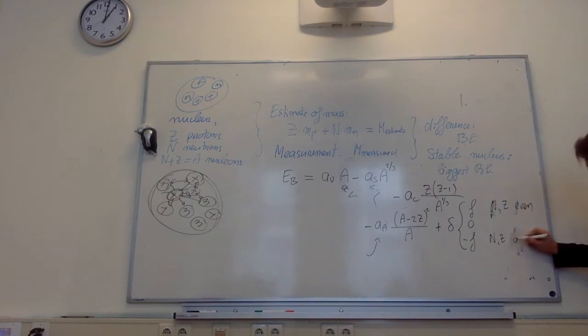Excuse me, yeah, both of them are odd, exactly. It becomes a negative number. Think about it for a moment. This is when one of the two is even and the other one is odd. Or in other words, when A is an odd number. There you go.